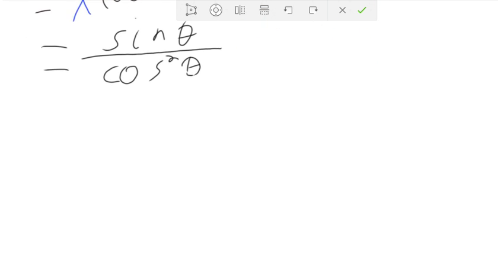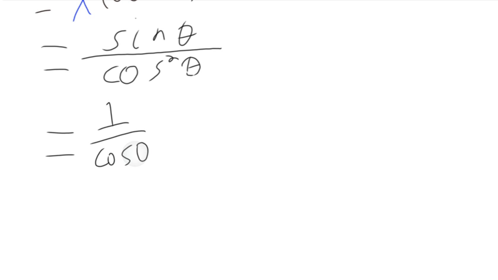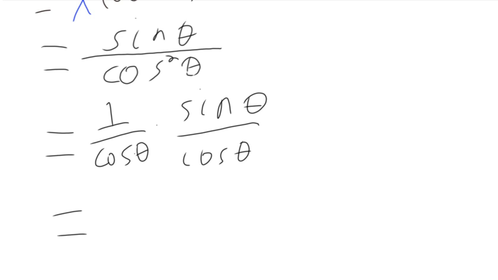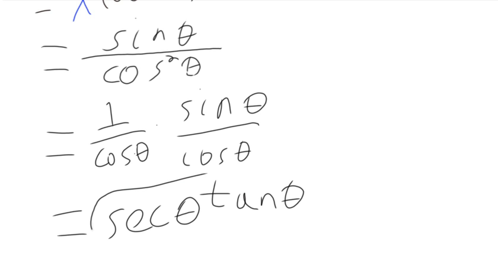But I'm going to rewrite this a little bit to see how we usually write the derivative for secant of theta. So I'm going to look at this as 1 over cosine theta times sine theta over cosine theta. 1 over cosine theta is secant theta, and sine theta over cosine theta is tangent theta. And this is how we usually write our derivative for secant of theta.